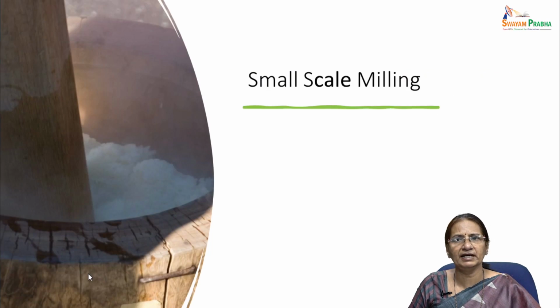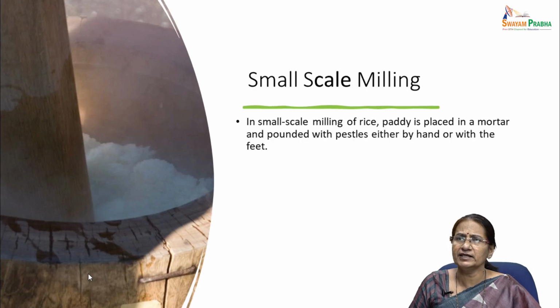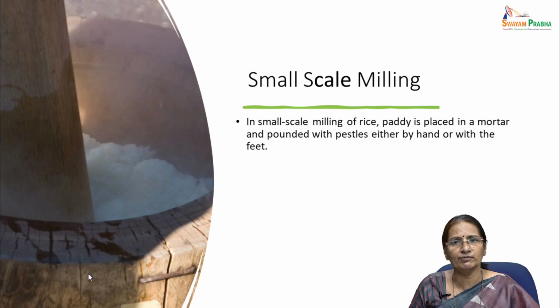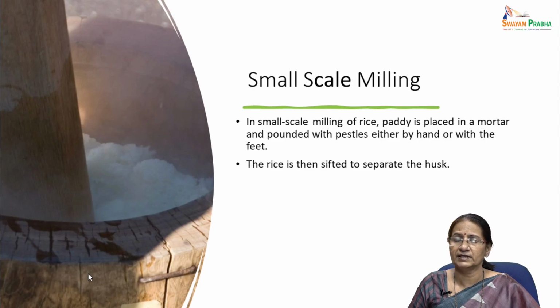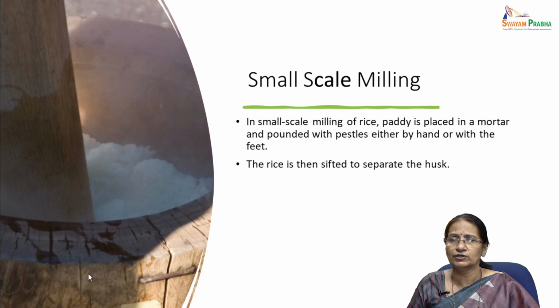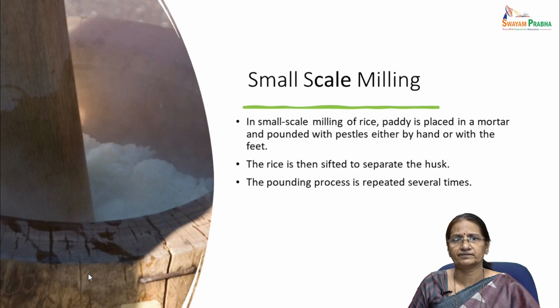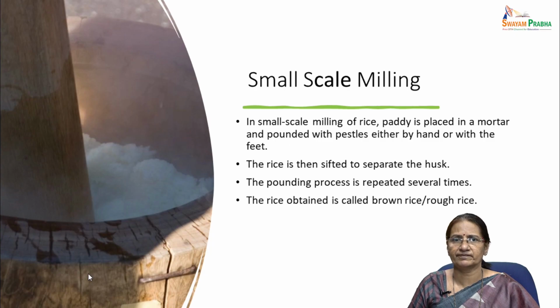Now, small scale milling. In case of small scale milling of rice, paddy is placed in a mortar and pounded with a pestle either by hands or with the feet. After some time of pounding, the rice is sifted to separate the husk. The pounding process is repeated several times.